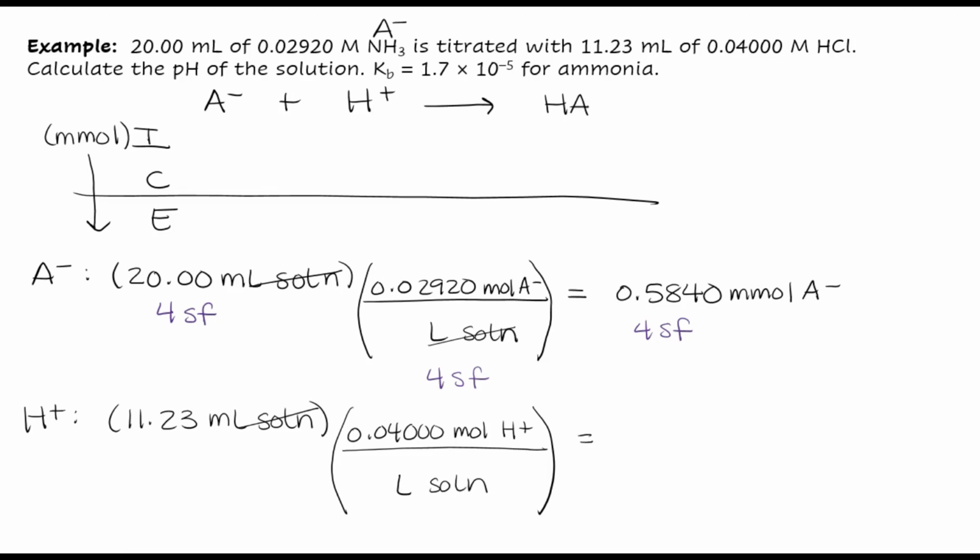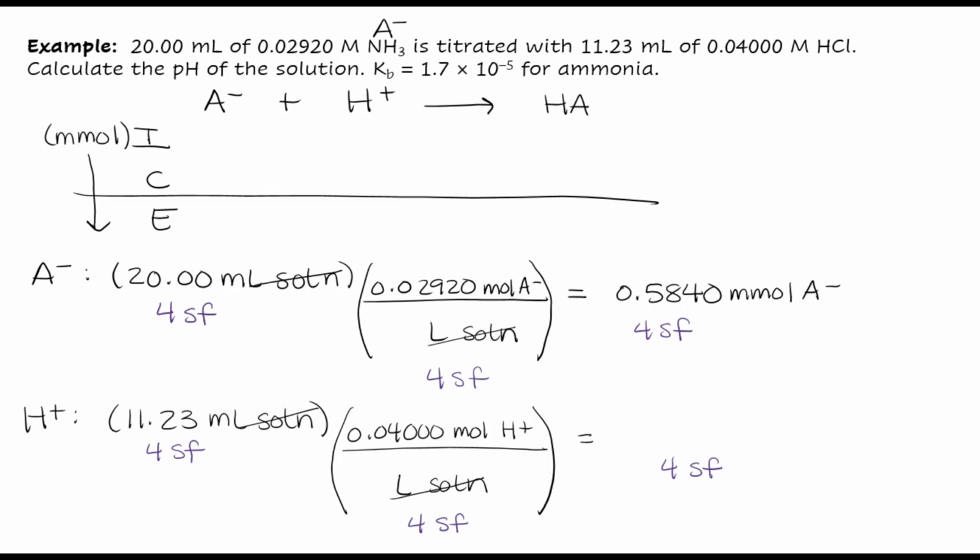We cancel liters of solution. We're left with millimoles. And now we take a look at our sig figs. We have 4 sig figs in our volume, 4 sig figs in our molarity, and so our millimoles will also be rounded to 4 sig figs.